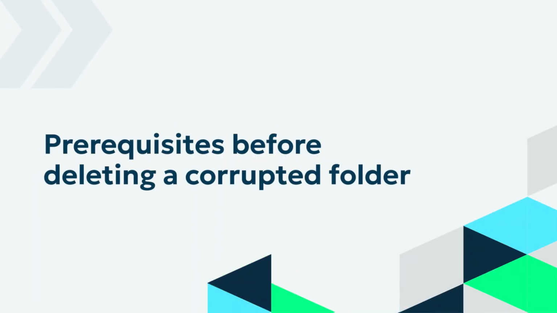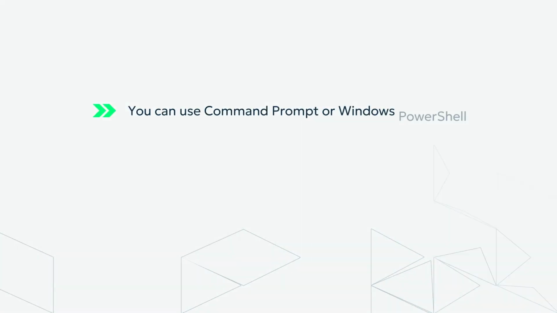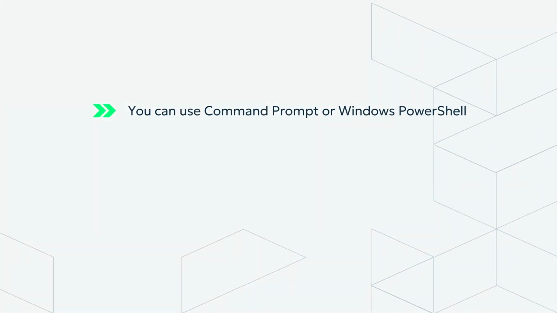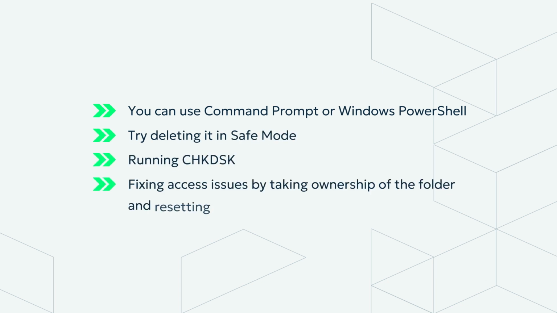Prerequisites before deleting a corrupted folder. There are several ways to remove a corrupted folder. You can use Command Prompt or Windows PowerShell. If that doesn't work, try deleting it in safe mode, running CHKDSK, or fixing access issues by taking ownership of the folder and resetting its permissions.